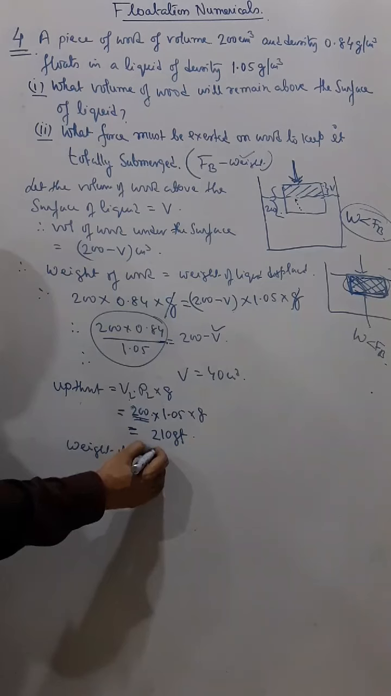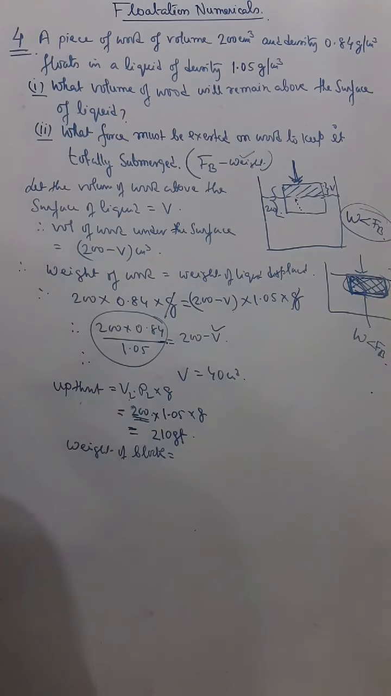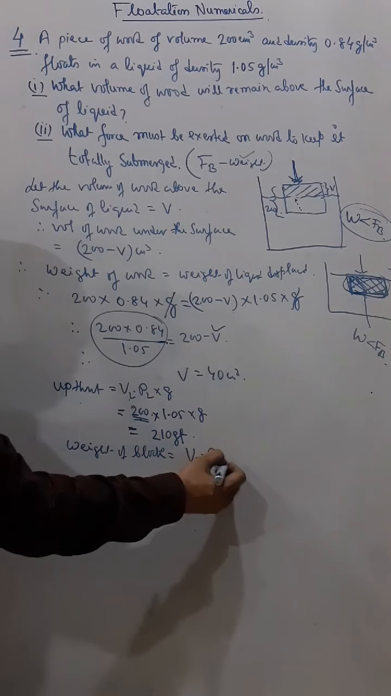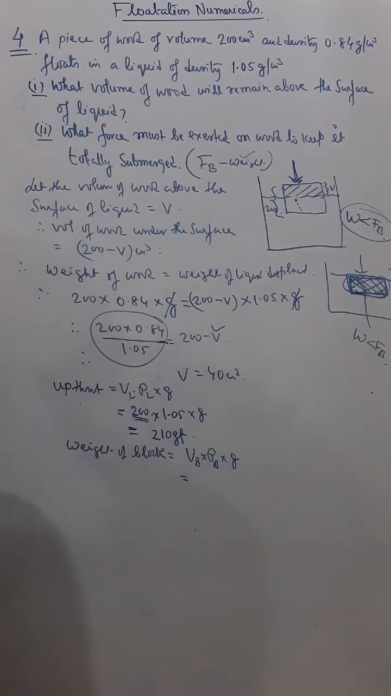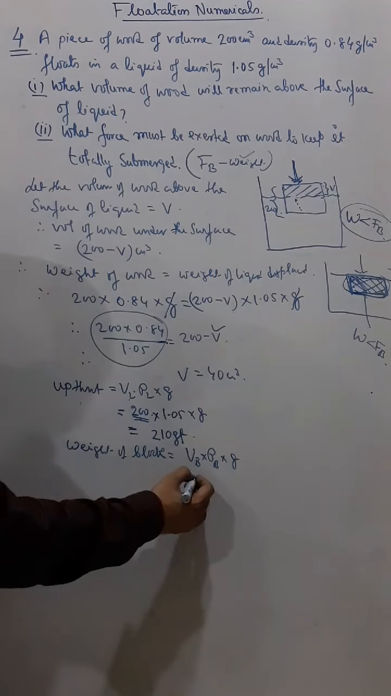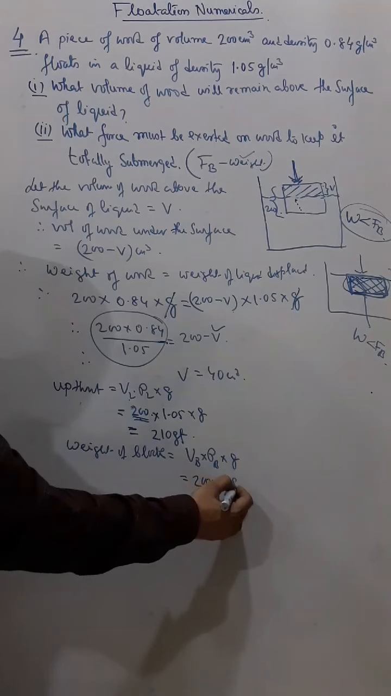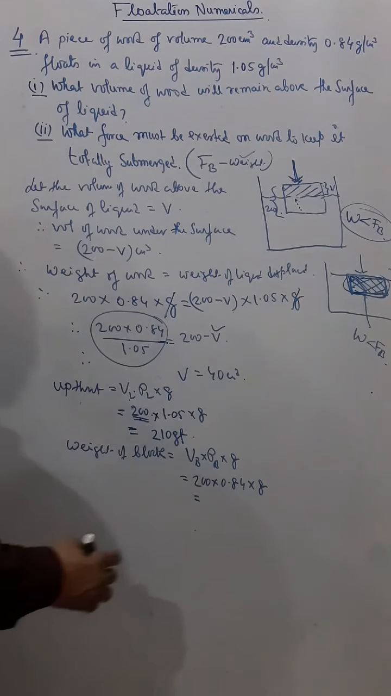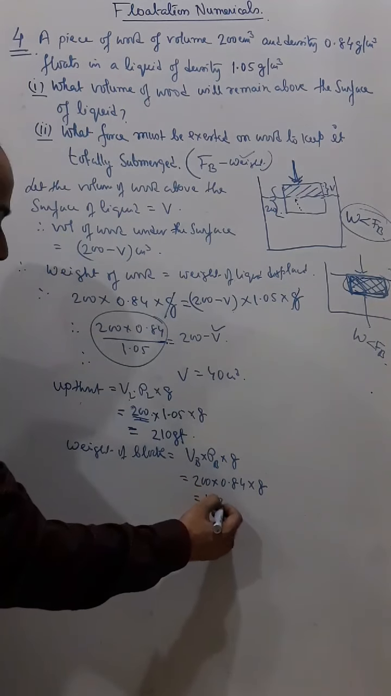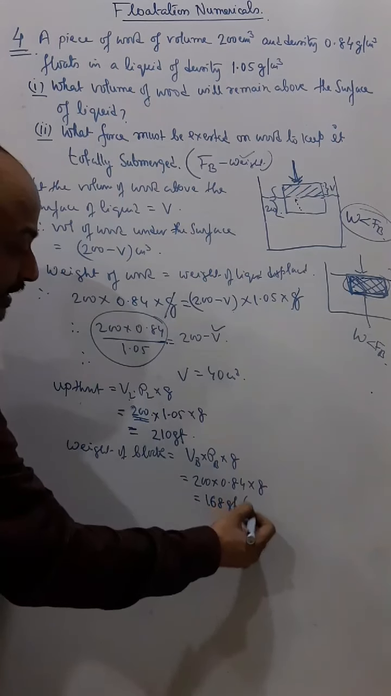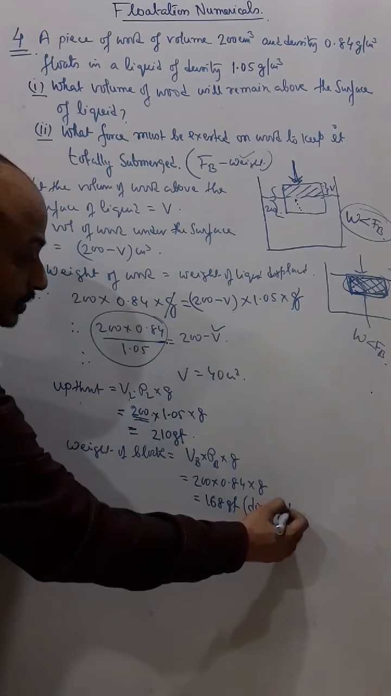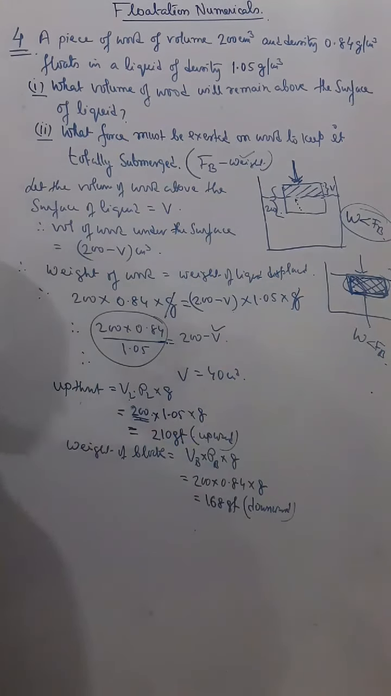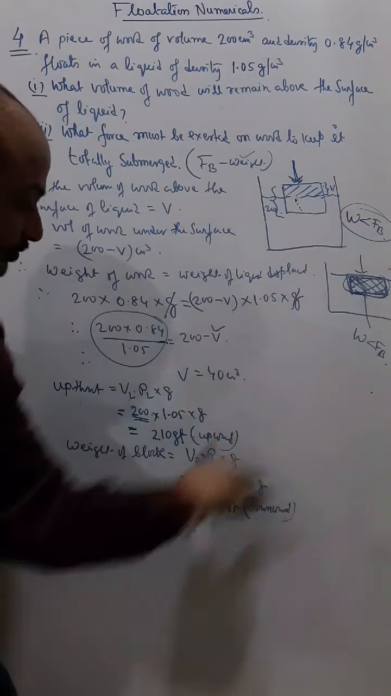Now we will get the weight of the wooden block. Weight of the block is volume of the block into density of the block into G. Volume of the block is 200, density of the block is 0.84, into G. So finally I am getting 168 gf. This is weight, which acts downward, and the upthrust acts upward. So upward 210 gf and downward 168 gf.